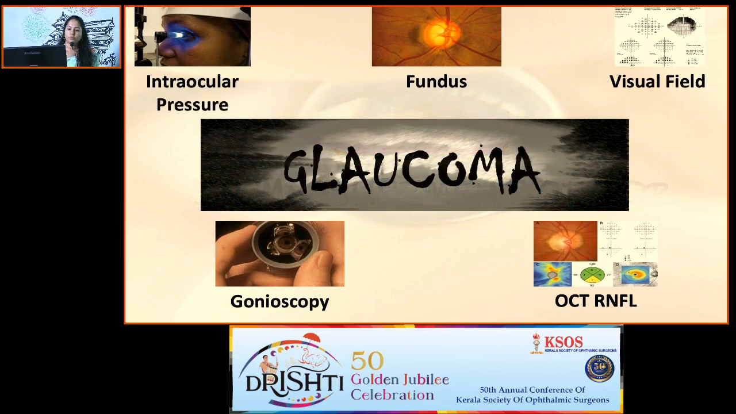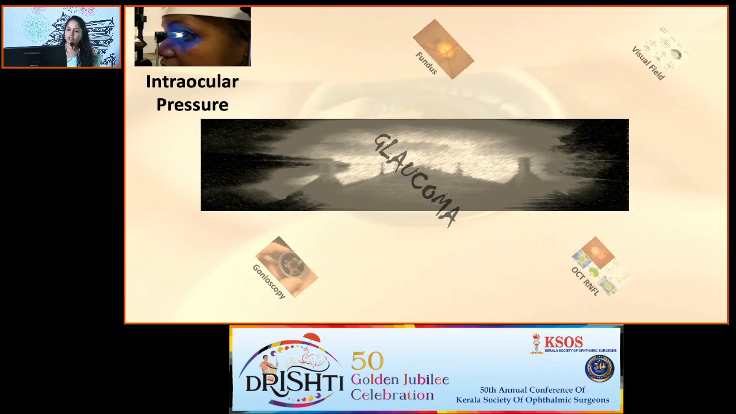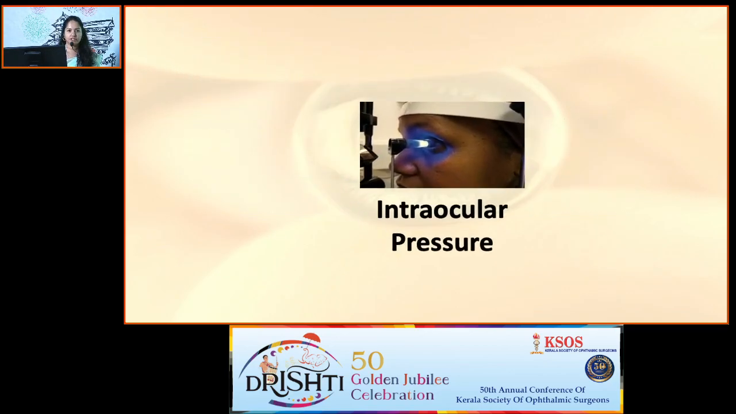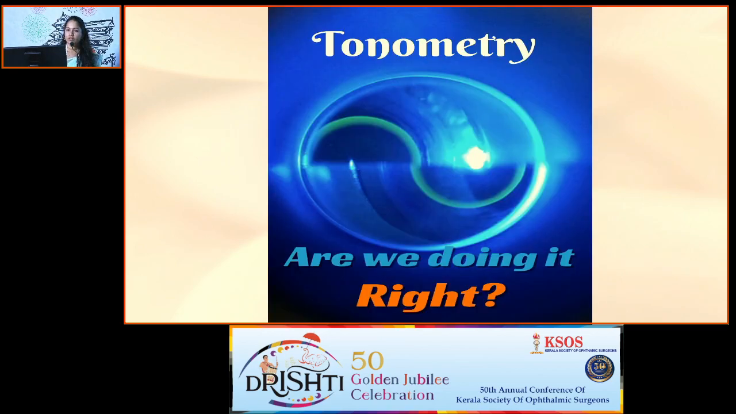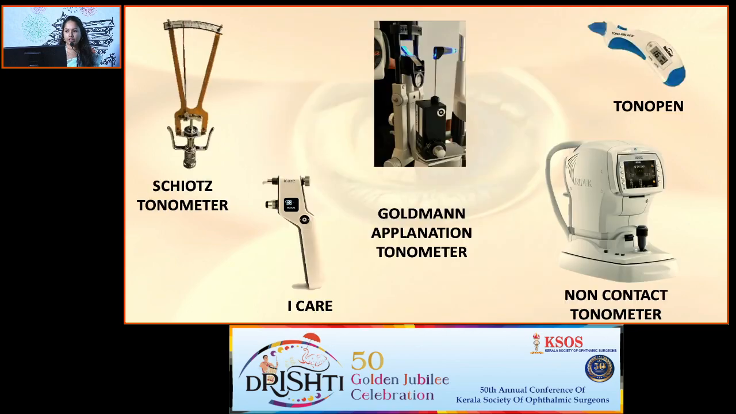To diagnose glaucoma, we need all of this. But the most important, I would say, is the intraocular pressure, because that is the one parameter we can modify and manipulate. Therein lies the importance of tonometry. Are we doing it in the right way? And what are the common mistakes that we make while measuring IOP?